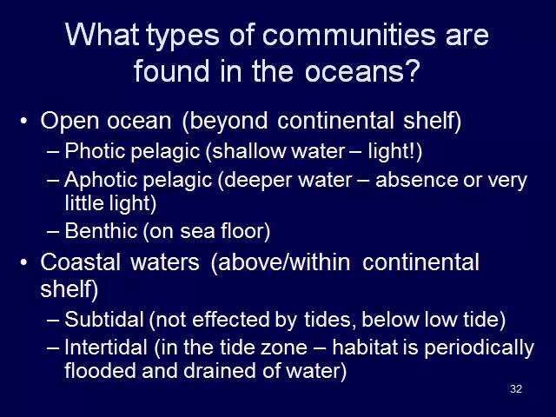Hopefully that term continental shelf sounds familiar to you. This is the area where you have relatively shallow water to a certain point, and then it drastically drops off towards the deep ocean, to the ocean basins below. In the open ocean we have a few different categories: pelagic organisms or communities, and benthic. These 2 terms should be familiar from last week. Within pelagic we've got photic and aphotic, and in coastal waters we've got subtidal and the intertidal.